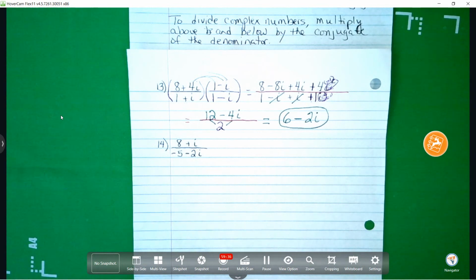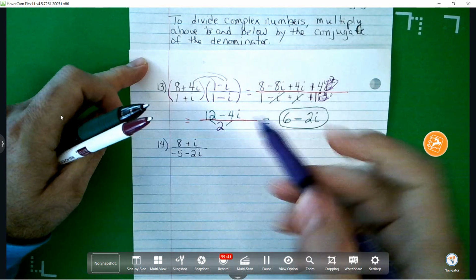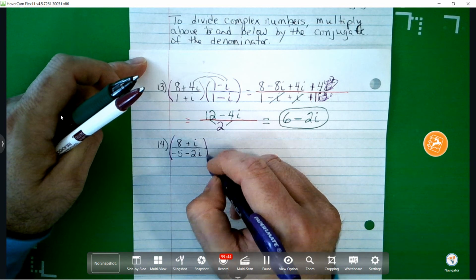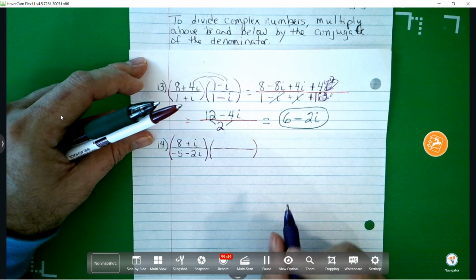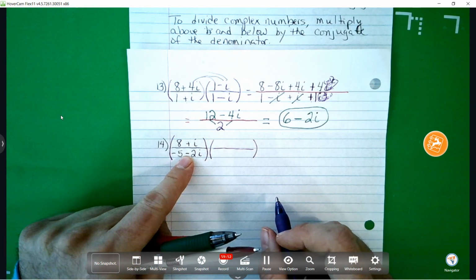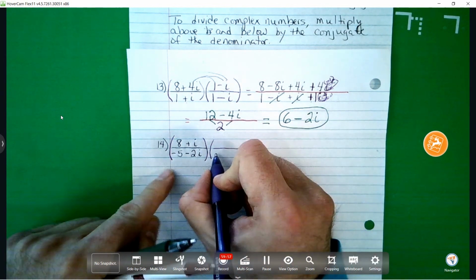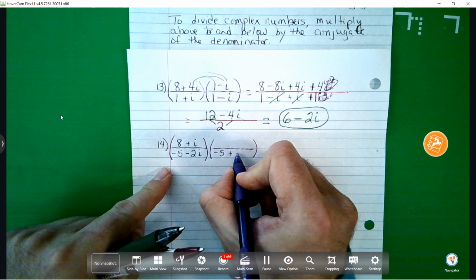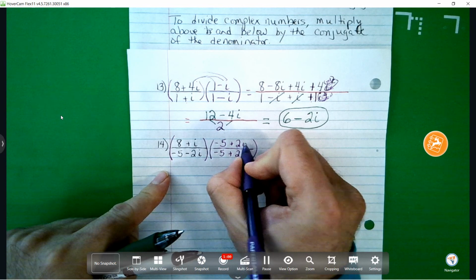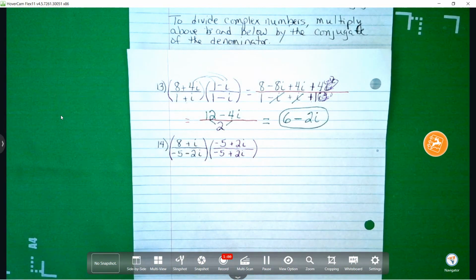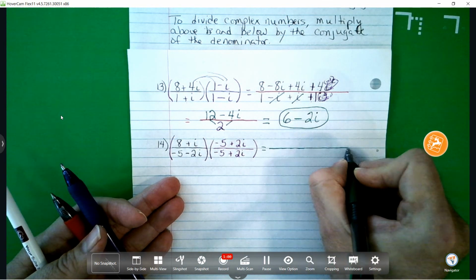Well, to divide complex numbers, multiply above and below by the conjugate of the denominator. Now this one's tricky. What's the conjugate of the denominator? With conjugate, you only change the middle sign. Sometimes students want to change the sign on the 5 too. No, no, no. Only the middle. Negative 5 plus 2i. You multiply it above and below by the conjugate of the denominator. And with conjugates, you just change the middle sign.